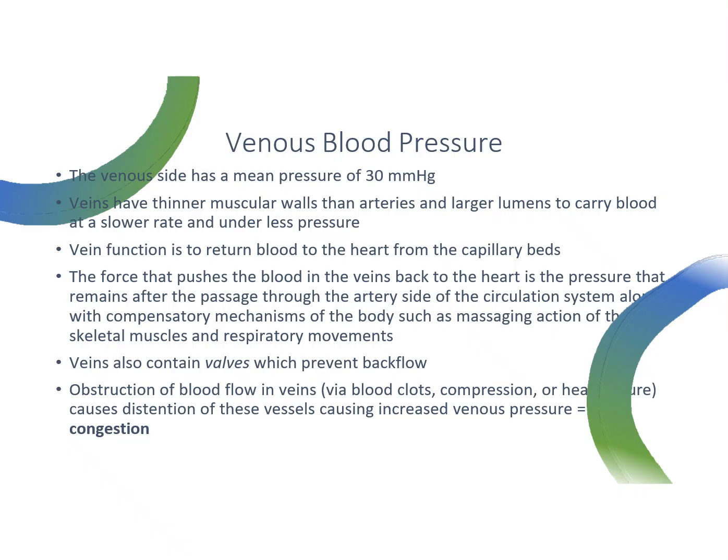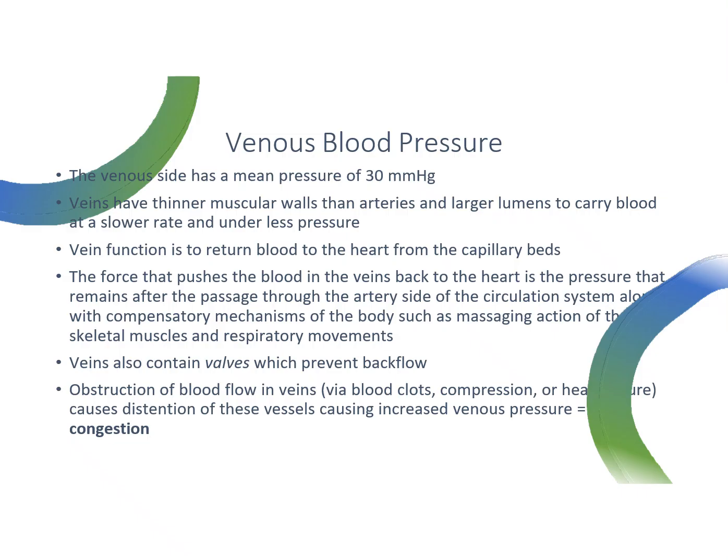Now that we've talked about the arterial side of circulation, let's shift gears to the venous side, which operates under very different conditions and creates a very different set of pathologic patterns. First, notice the number. The mean venous pressure is about 30 mmHg, which is much lower than arterial pressure. Veins are not designed to handle high pressure, and that's reflected directly in their structure.